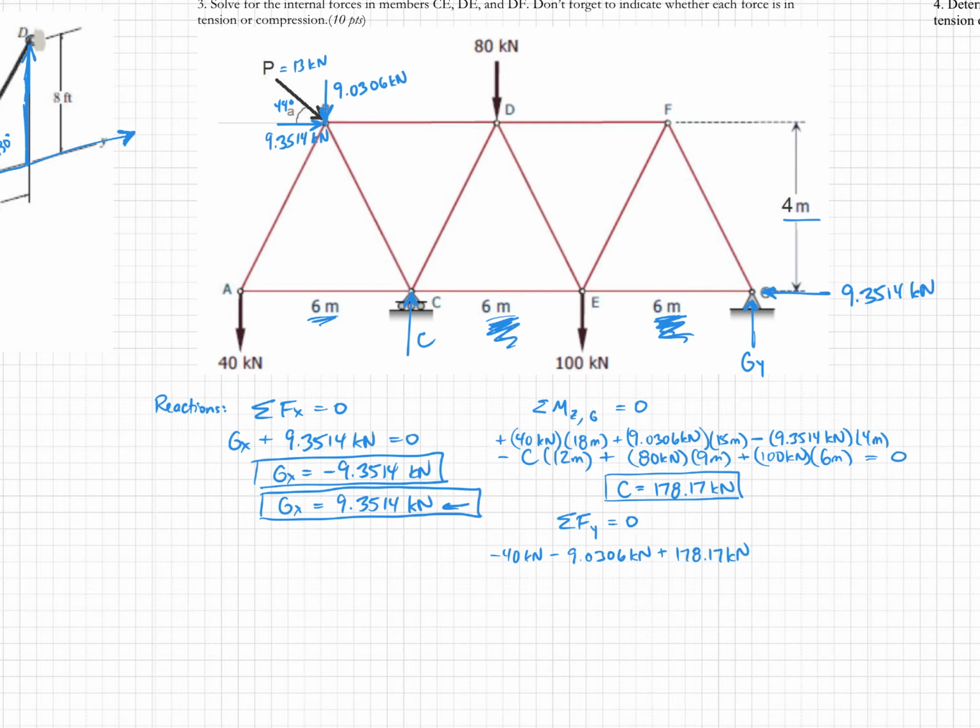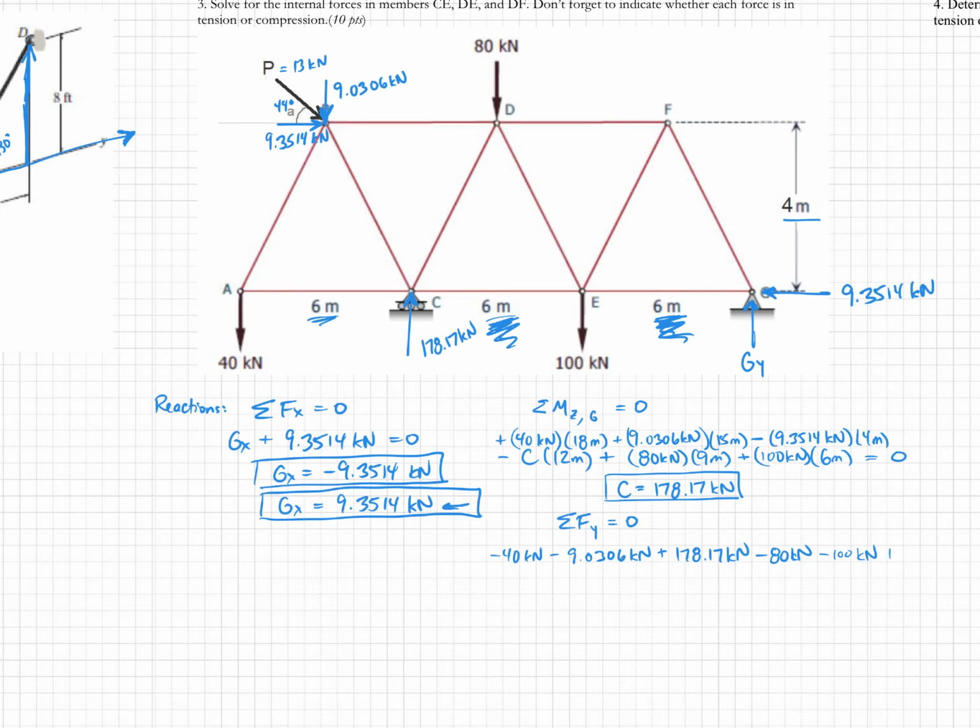178.17 kilonewtons. In fact, let's go ahead and put that on there. If it will let me erase, it will. Come on. You can do this. Okay, 178.17 kilonewtons. Okay, minus 80 kilonewtons, minus 100 kilonewtons. Why does it keep blurring?